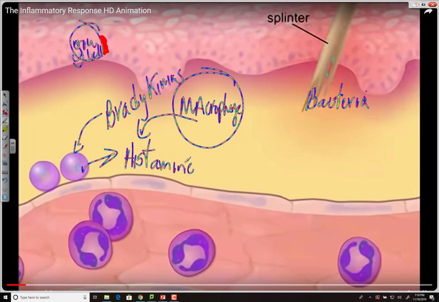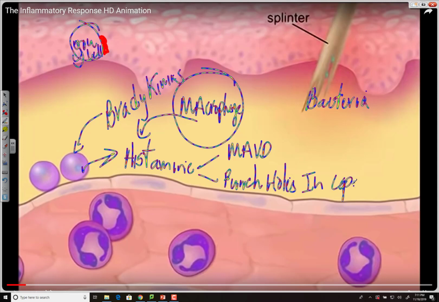And what do histamines do? Well, number one, they cause massive arterial vasodilation in the area of damage. In this case, you got stabbed with a broomstick. The second thing they do is they will punch holes in the capillary. That's important. So that means the capillaries become more leaky.